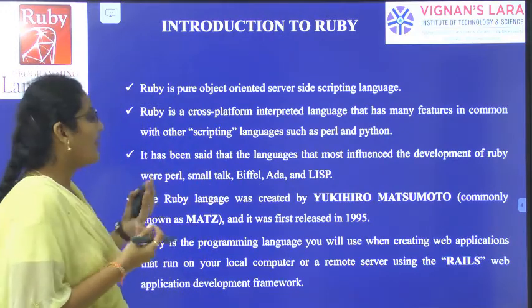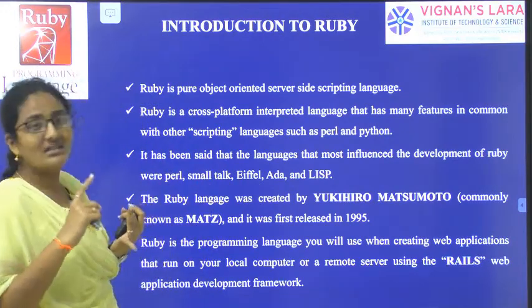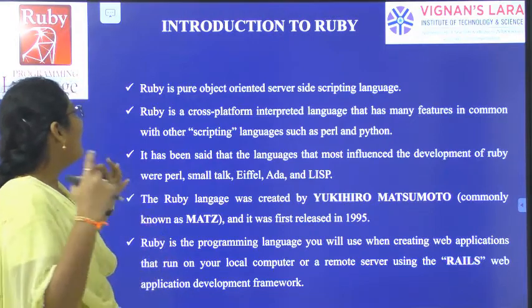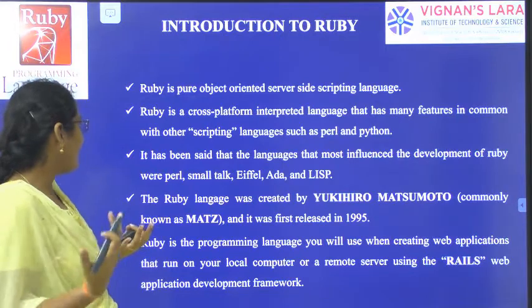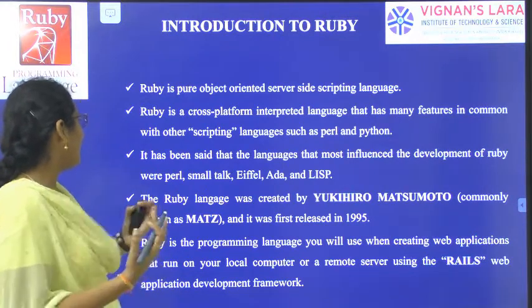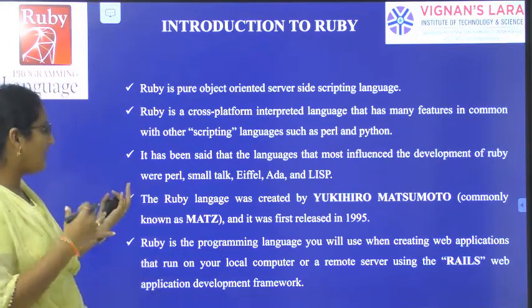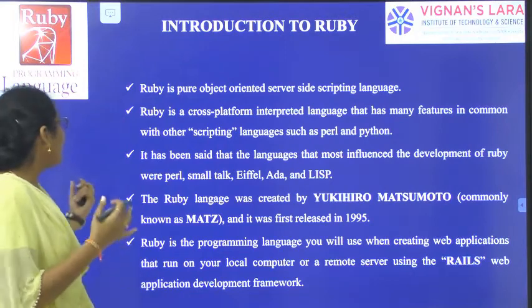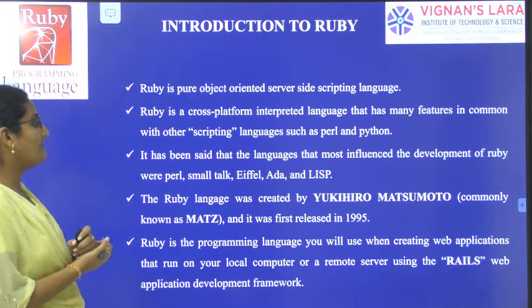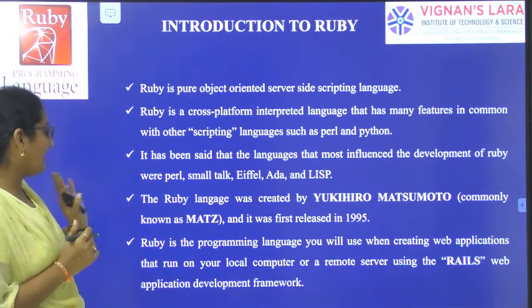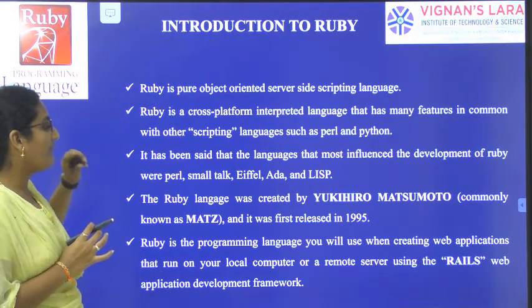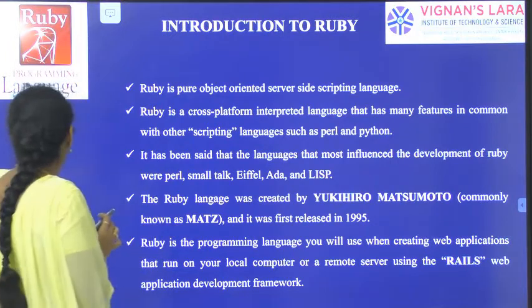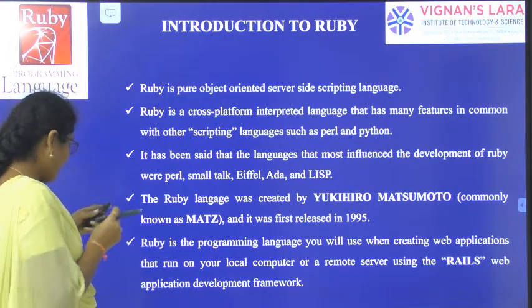So Ruby is an object oriented programming language, which is a server side programming language, and it is platform independent, and it has many similarities with Perl and Python. The most influential programming language for Ruby was Smalltalk, and it was invented by Matsumoto in 1995. And the important concept in Ruby programming is Rails, and we have already seen what is Rails also.